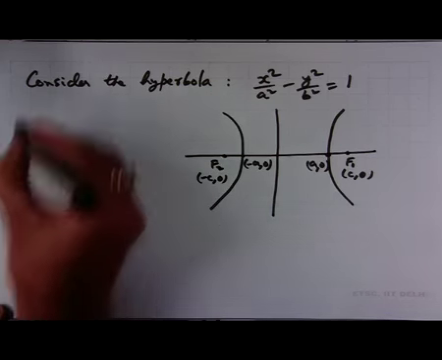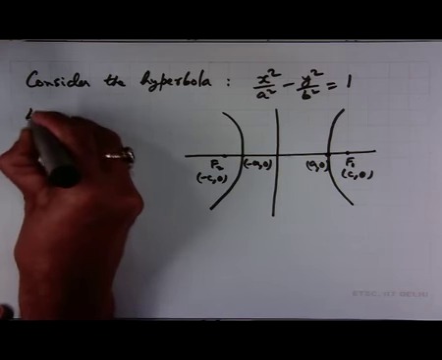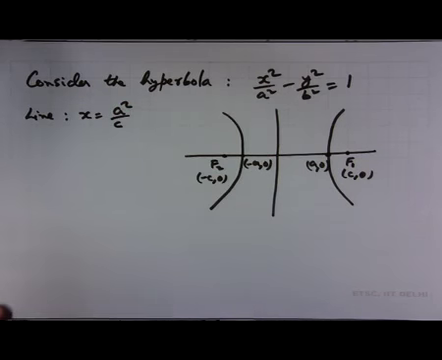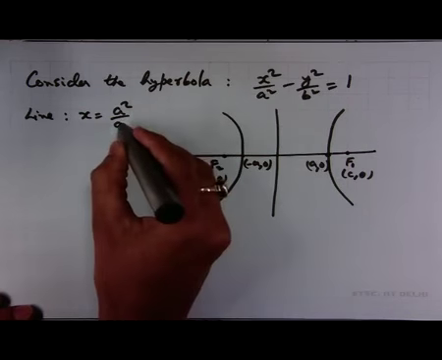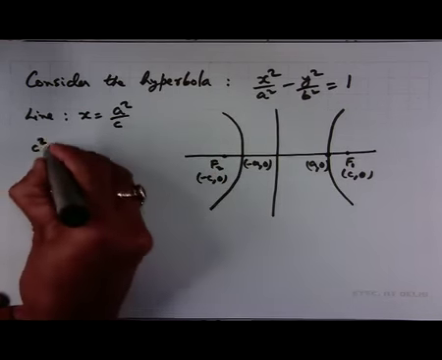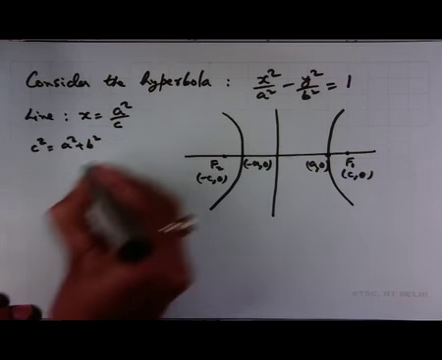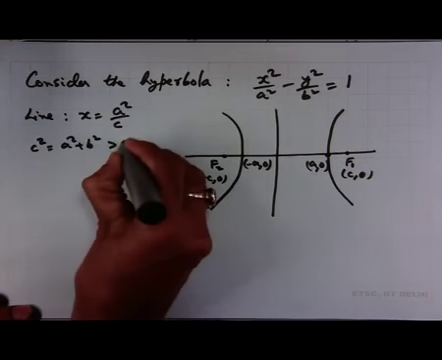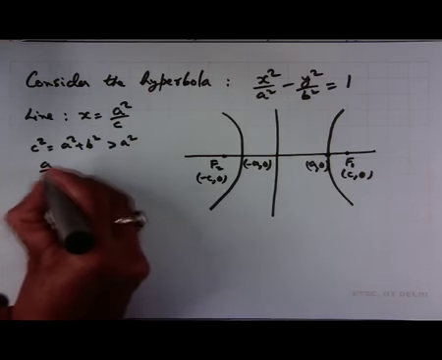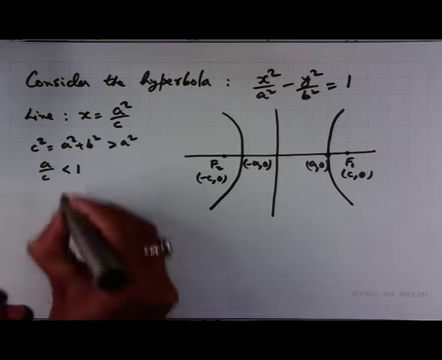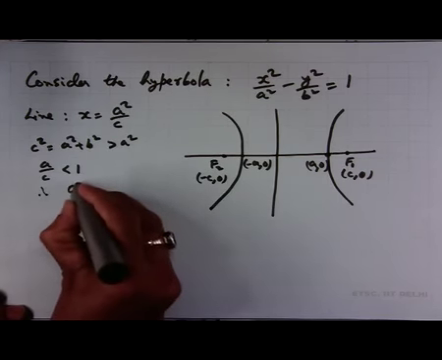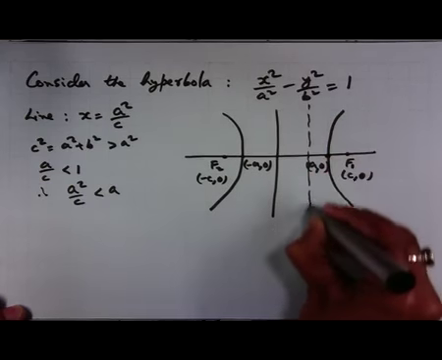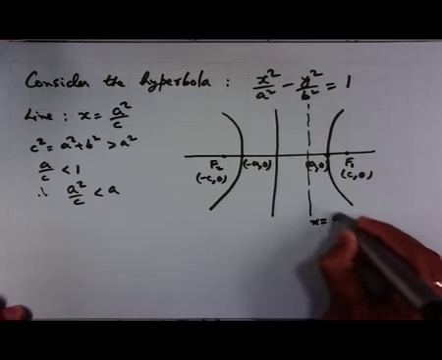Now, again let us look at the line x equal to a square by c. In the case of hyperbola, we know that c square is equal to a square plus b square. So, therefore, this is greater than a square. So, a by c is less than 1. So, therefore, a square by c, this is strictly less than a. So, this line here is x equal to a square by c.